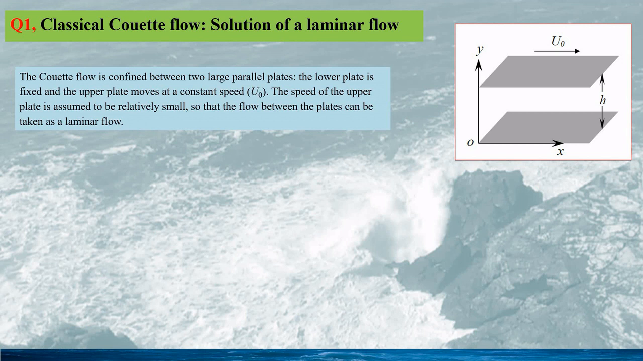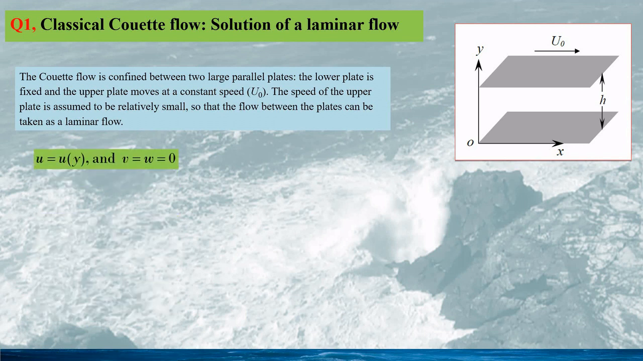Now we look at the first inconsistency, Q1, in the simple classic Couette flow. The Couette flow is confined between two large parallel plates of a distance h. The bottom plate is fixed while the upper plate moves at a constant velocity u0. The moving velocity of the upper plate is small, hence the flow between two plates is assumed to be laminar. Such an assumption is for an analytic solution for the Couette flow.